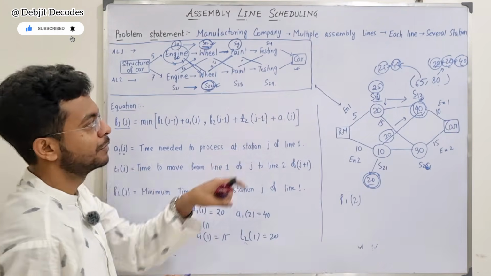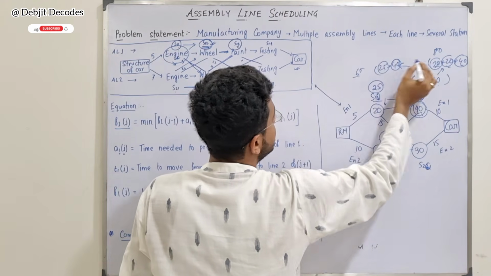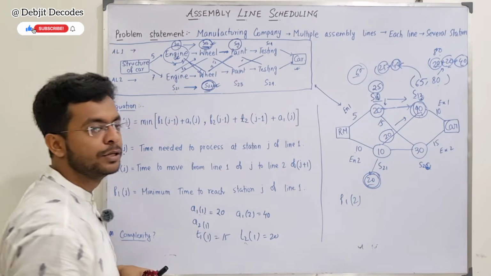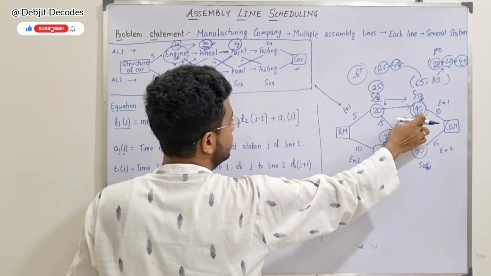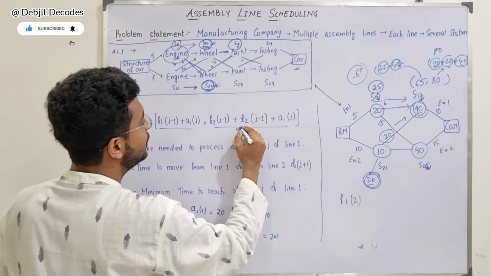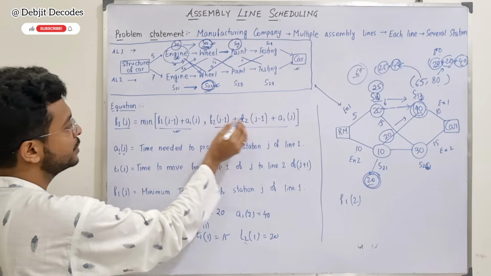So you will be choosing the minimum. So it is 65 and 80, and you will be choosing 65. That means it remains in the same assembly line. No need to change for this one. So this is the meaning. Between this one and this one, it is either coming from the other line or staying in the same line.